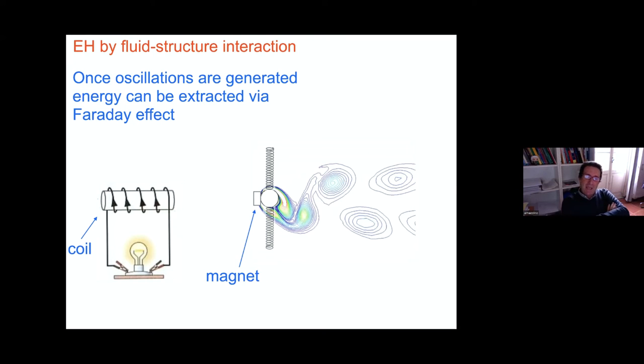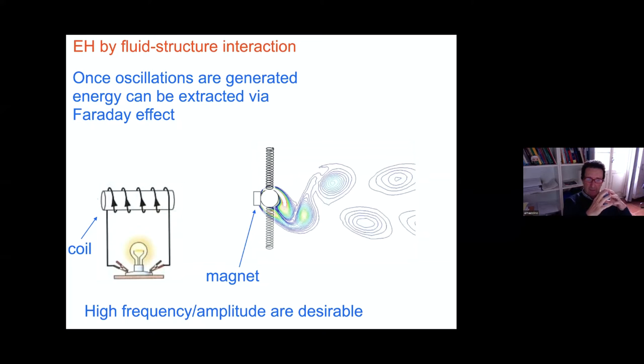Okay, the same. Imagine to have a magnet, you attach the magnet to the cylinder, and then you have a coil. You simply have to arrange the system in a way that the magnet is passing through the coil, generating electricity via the Faraday effect. What you want in this case, of course, is high frequency and high amplitude. And the reason is simple, because if you remember the Faraday law, you need to have a large value of d phi over dt, where phi is the magnetic flux.